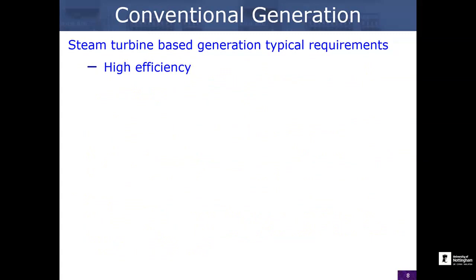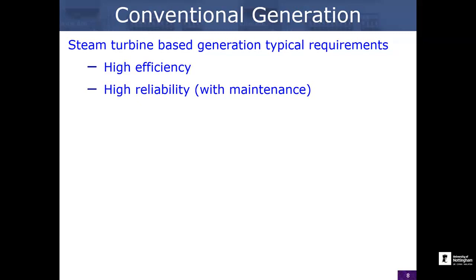So in terms of conventional generation, this is a good little illustrator because it shows you some of the differences between traditional and renewable generation. So if we're looking at a generator to be coupled into a steam turbine for a conventional plant, we're looking at a few key characteristics. It has to be high efficiency. We want to get as much as possible out of our system, so it has to be a very, very efficient machine. We want it to be reliable, so we don't want it to fail all the time because it's feeding into our grid, but we can rely on maintenance.